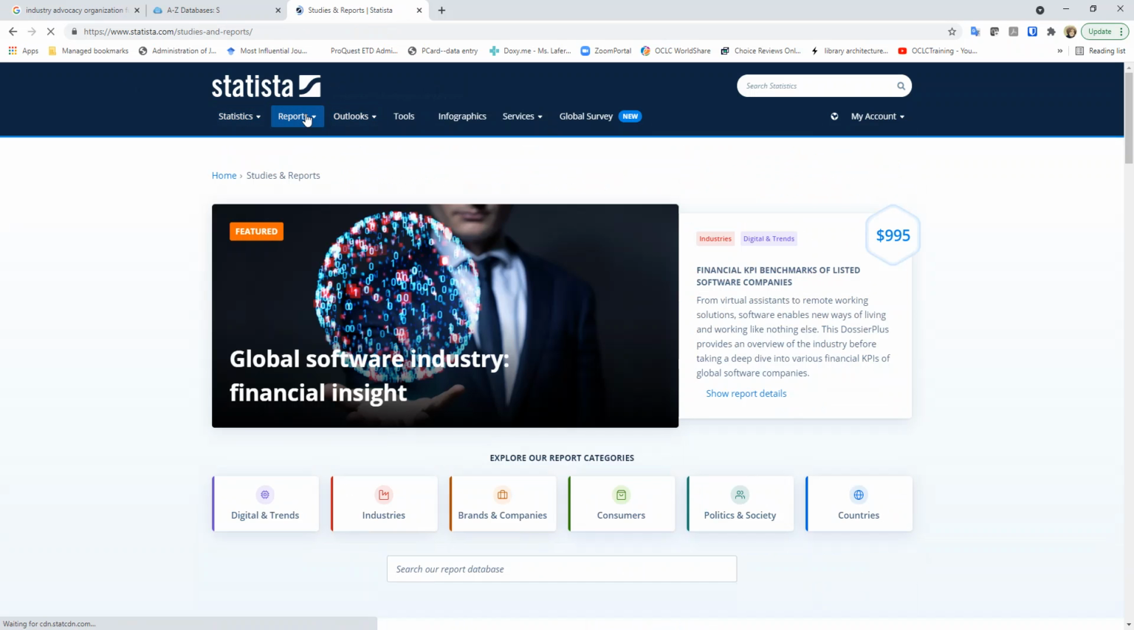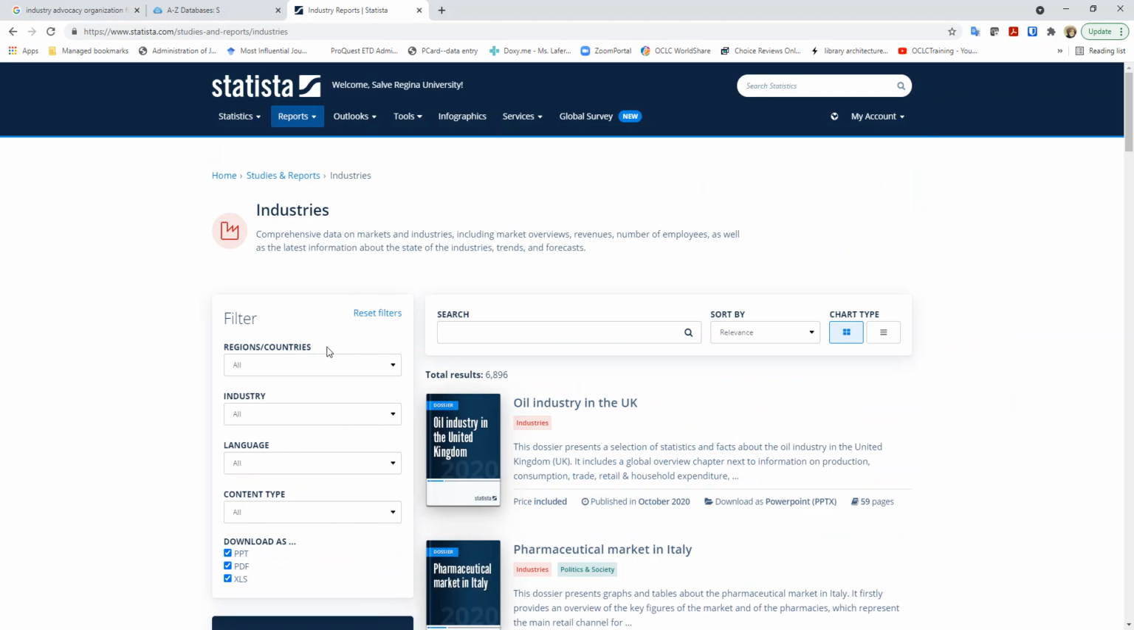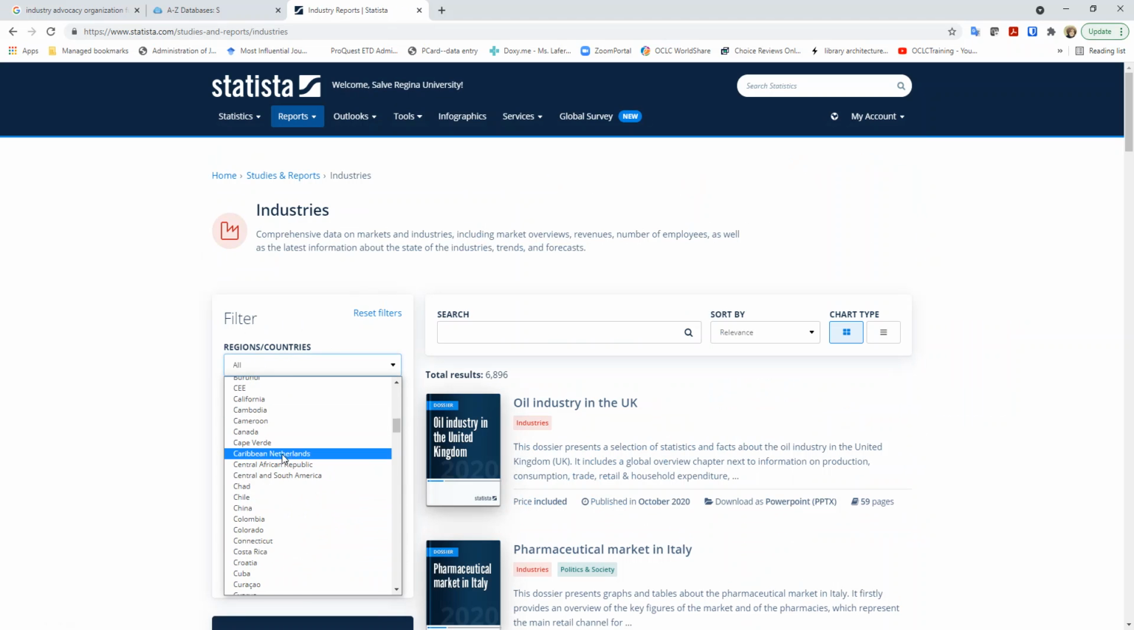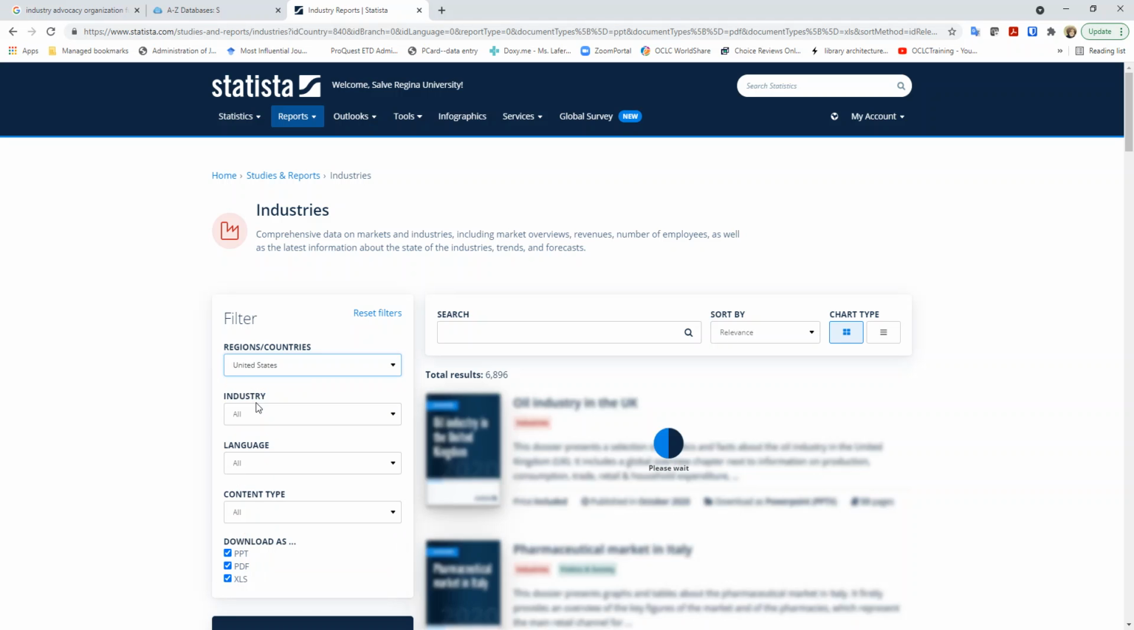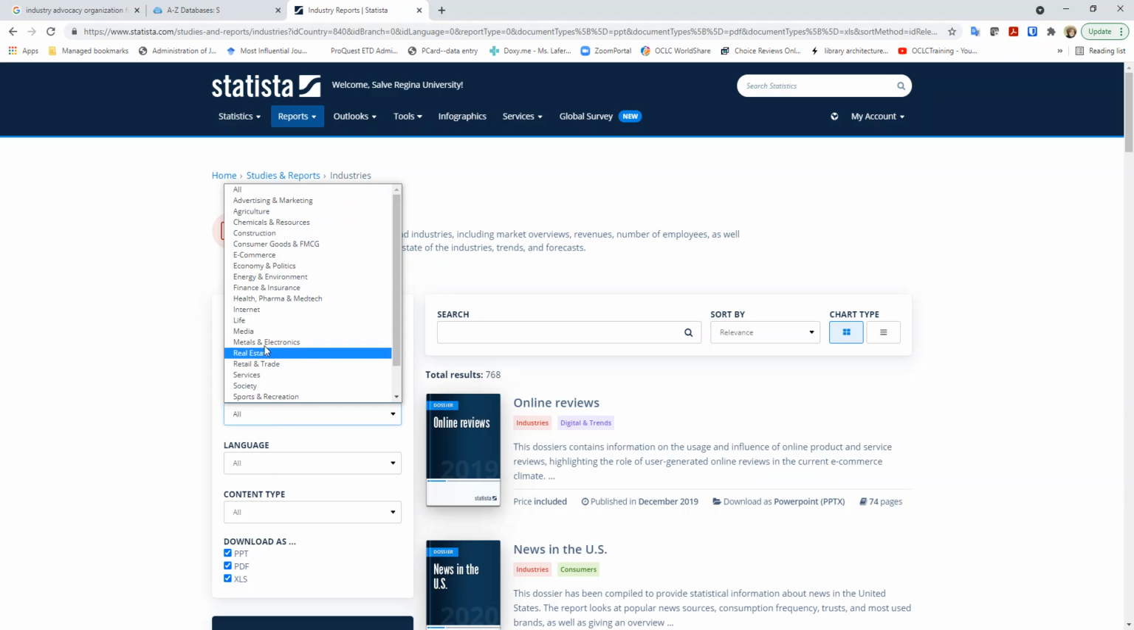Now let's look at reports as well, because these may be useful to you. So you can get industry reports for your industry, and I suggest you filter them. You may choose to filter by region, so we'll go to the U.S. And they even allow you in some cases to filter by state. So if you're looking at a particular state, and then you can filter by industry as well, if you would like.